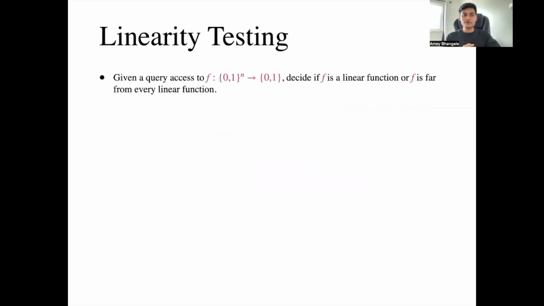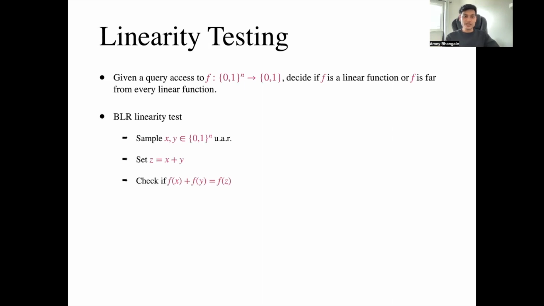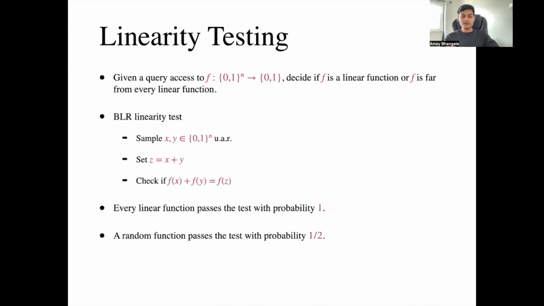So what is this question? We are given query access to f, a Boolean function, and we want to decide if f is a linear function or f is far from every linear function. And we have a very natural test, which is called the BLR linearity test. You sample x and y uniformly from {0,1}^n. Then you set z to be x plus y, where you do coordinate-wise addition of x and y to get z. And then you check if f(x) plus f(y) is equal to f(z). Now it's easy to see that if f is indeed a linear function, then it passes the test with probability 1. Another easy example to keep in mind is that a random function, which has no linear structure, also passes the test with probability half.